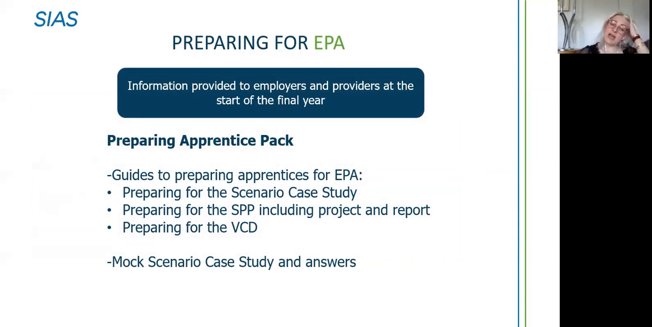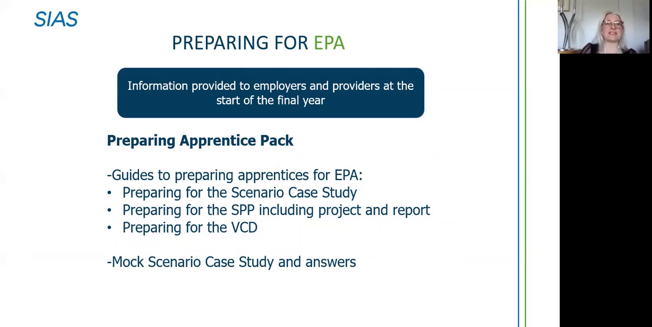In terms of preparing the apprentice pack, we will send this out to all of the employers and the providers. The likelihood is, if you're a provider, you already have this. If you don't, please get in touch with us, because it's just a lot of information that will be really useful for you and your apprentices moving through. You will get guides for all of the assessment methods. So for the scenario-based case study, for preparing for the presentation. Now, this includes the project and the report.